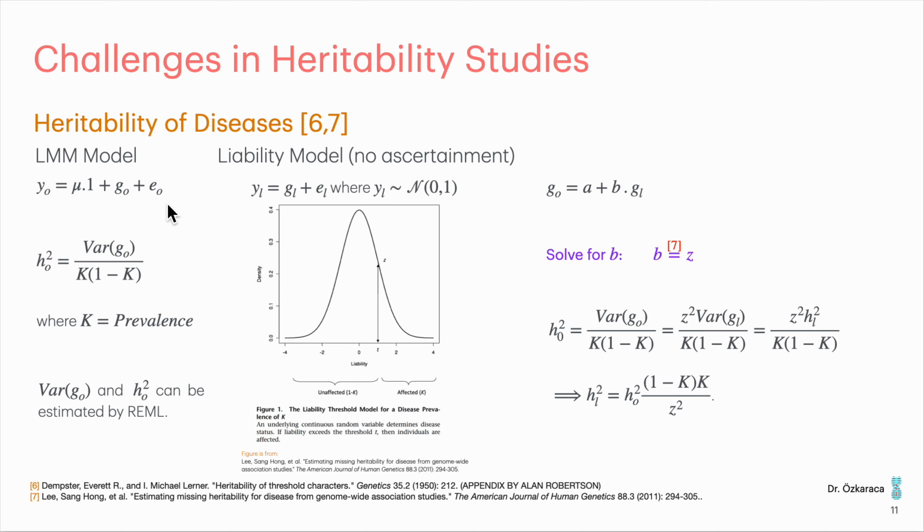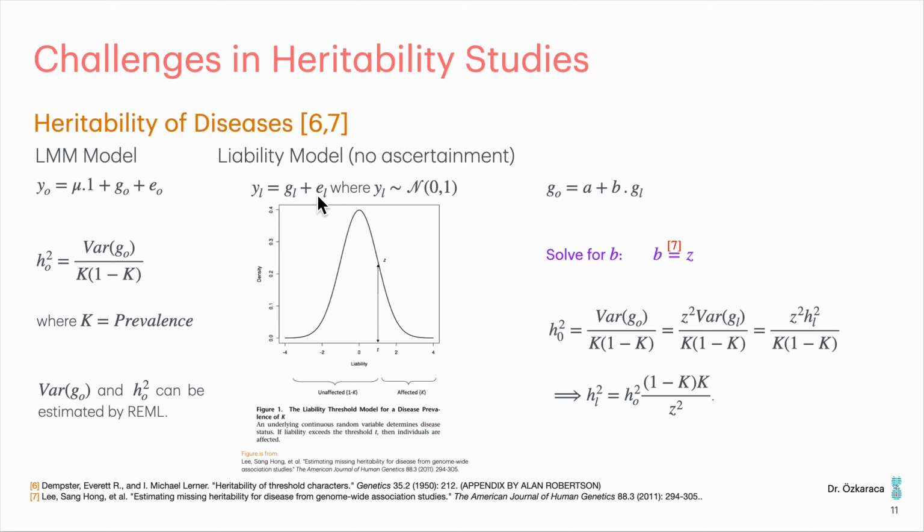And two is heritability under the liability model. This approach assumes an underlying continuous liability for the trait. In this model, there is a continuous underlying trait where individuals are affected if their liability exceeds some threshold and unaffected otherwise. And this liability model follows a genetic additive assumption, here represented by this formula, YL equals GL plus EL.